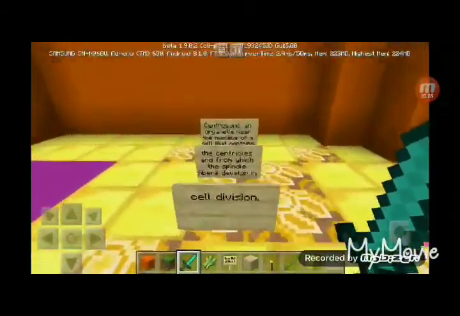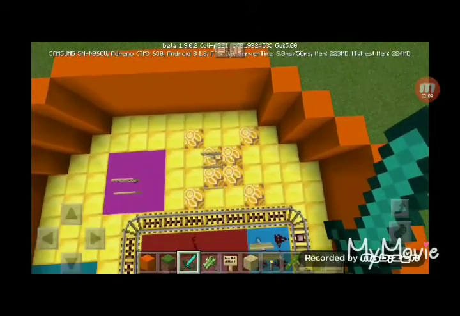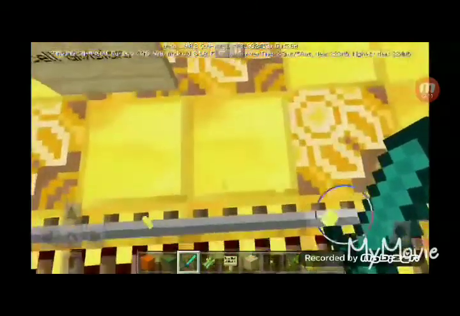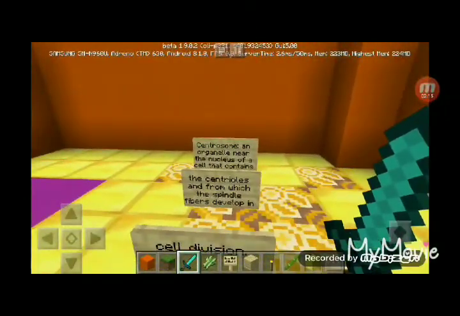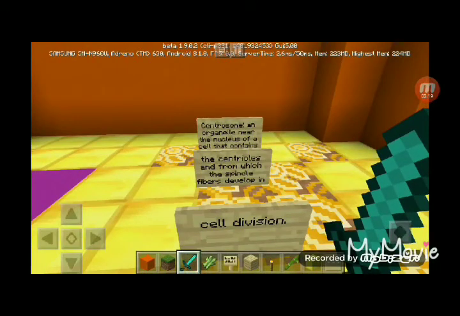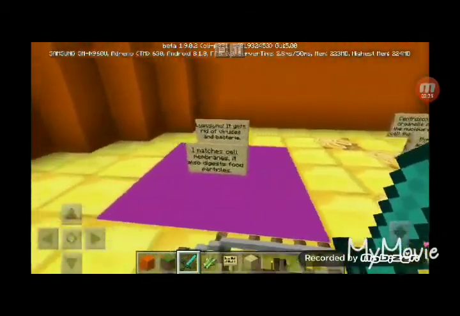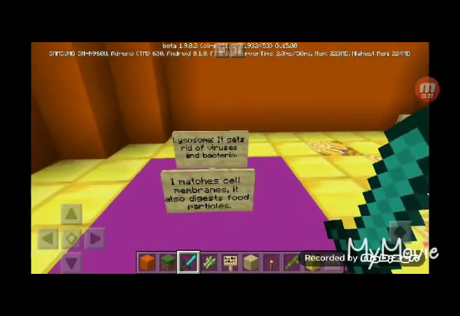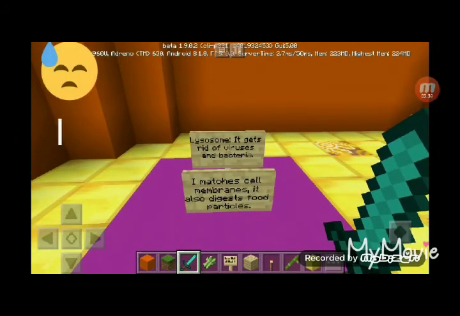So next to it, we got the centrosome. It's the sun-looking thing in the animal cell. It's an organelle near the nucleus of a cell that contains the, I don't know how to say that, and from which the spindle fibers develop in cell division. Next to it, we've got the lysosome. It gets rid of viruses and bacteria.